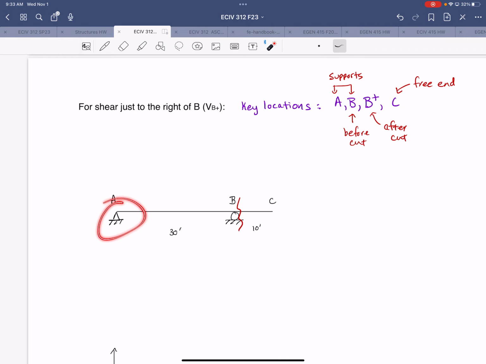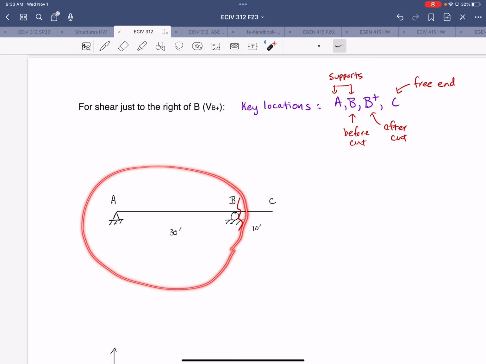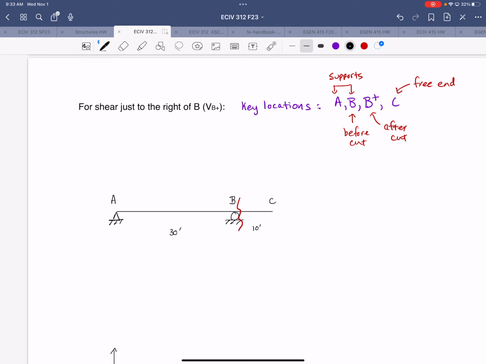We don't have to worry about the reactions at A or B for the entire development of this influence line, right? You can, if you want to, use the left side of the cut, and then you'd have to know both of the reactions at A and B for all of these key locations for the unit load. But let's take a look at the right side.